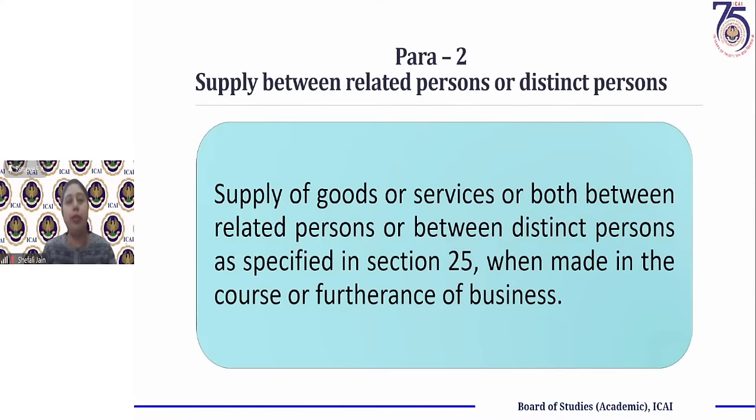Para 2 says supply between related persons or distinct persons. Supply between related or distinct persons, whether supply of goods or supply of services, will be considered a deemed supply. So even if you are supplying something to your related person or a distinct person without any consideration, that will be considered a supply if it is made in the course or furtherance of business.